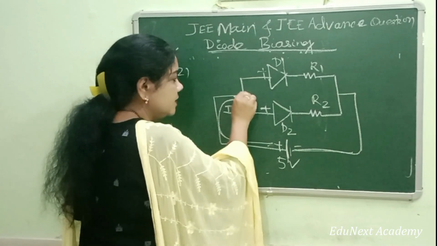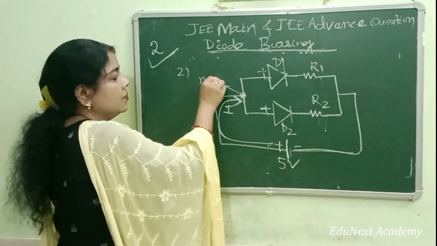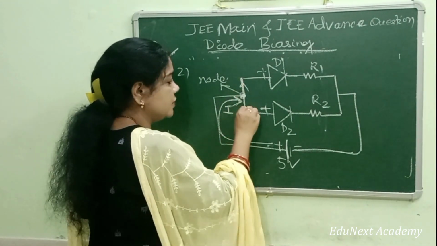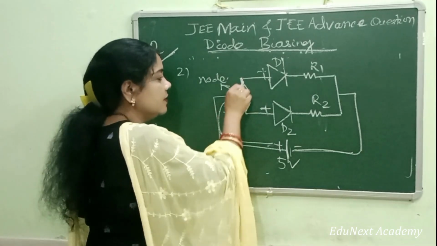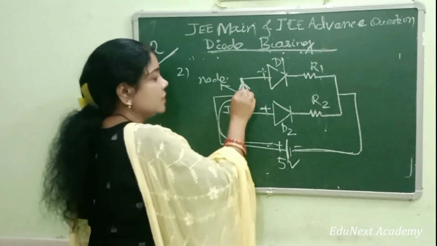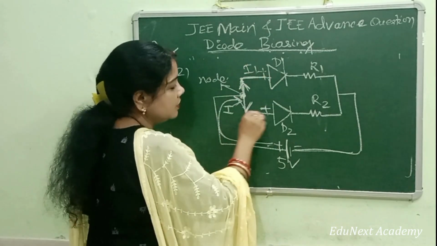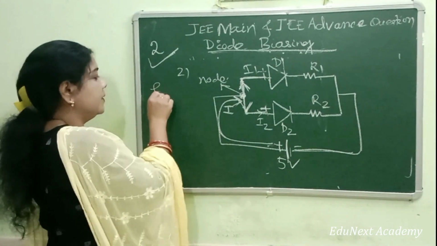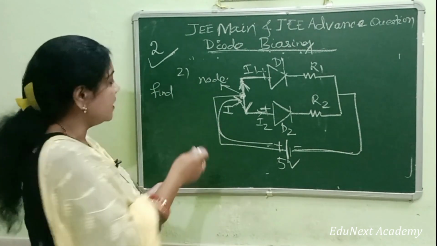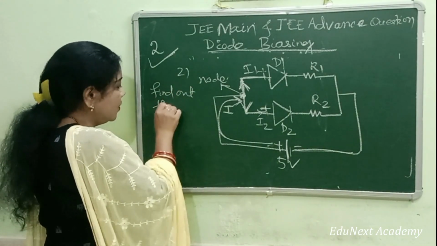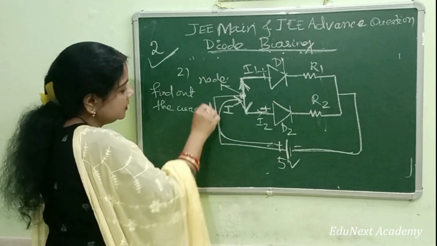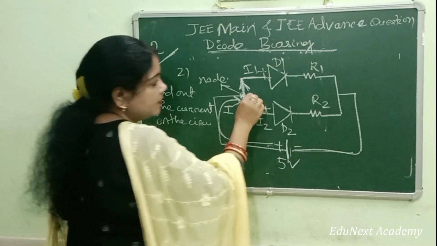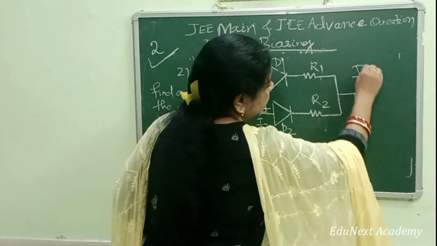That current reaches this node. From nodal analysis, we know that from this node there are two branches. This current will divide into the upper branch and the lower branch. Suppose the upper branch current is I1 and the lower branch current is I2. The question is, if the diode is conducting current, find the current in the circuit. How to find it? You have to find both currents, that means you have to find I total.